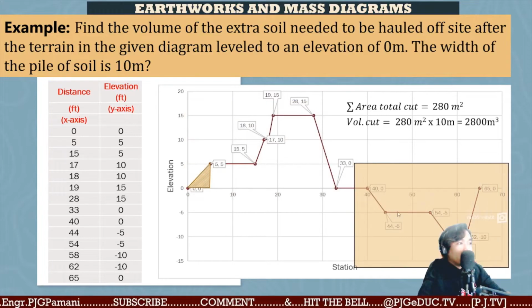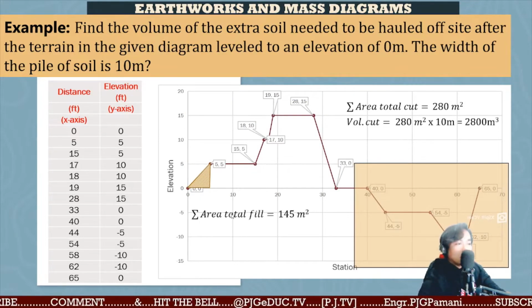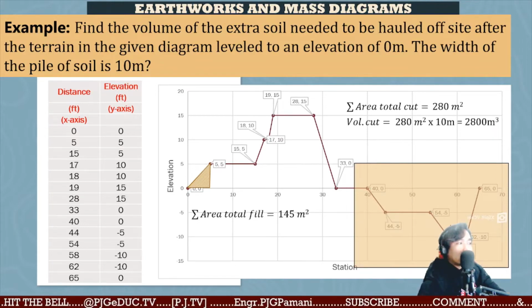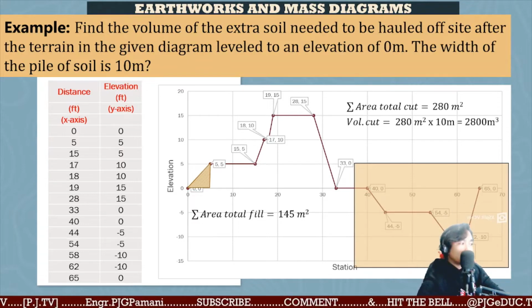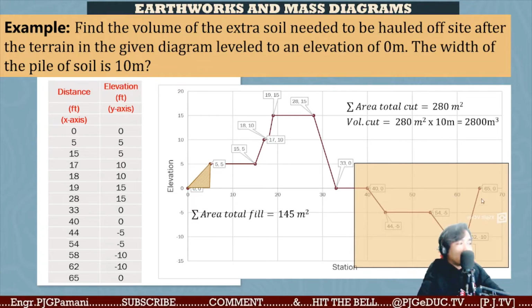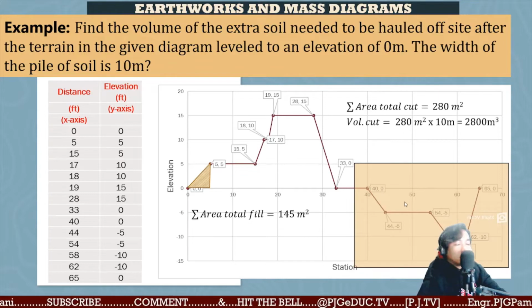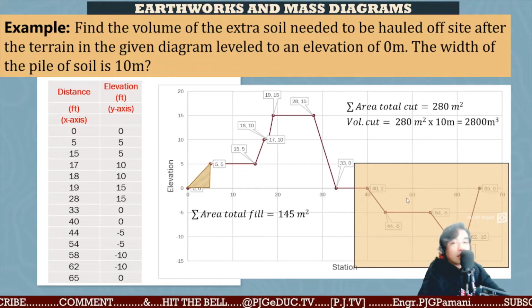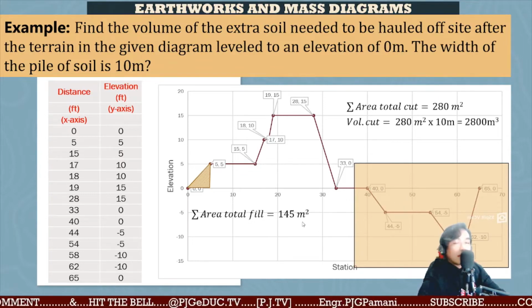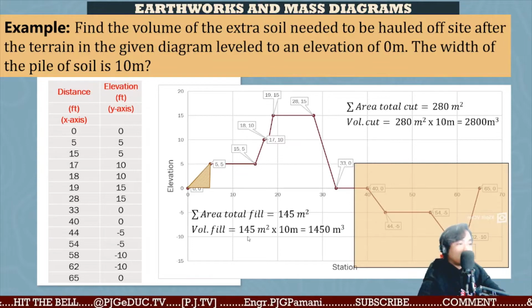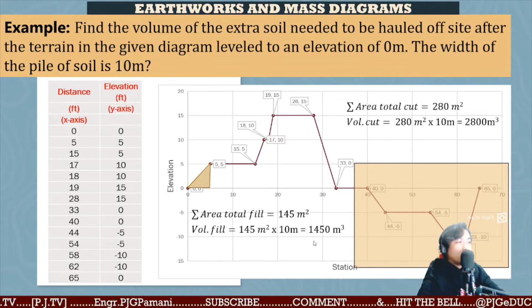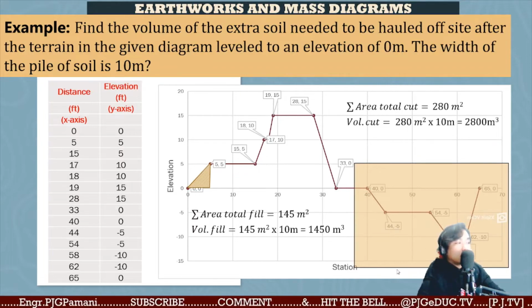Now, we'll have to compute the area for the filling section. So, area total of the fill, we have your triangle, rectangle, trapezoid, rectangle, triangle, or trapezoid na yan, sakali. But you just have to compute it into multiple regular polygons. Then you have 145 square meters. Total volume, 145 square meters times 10, basically 1,450 cubic meters.